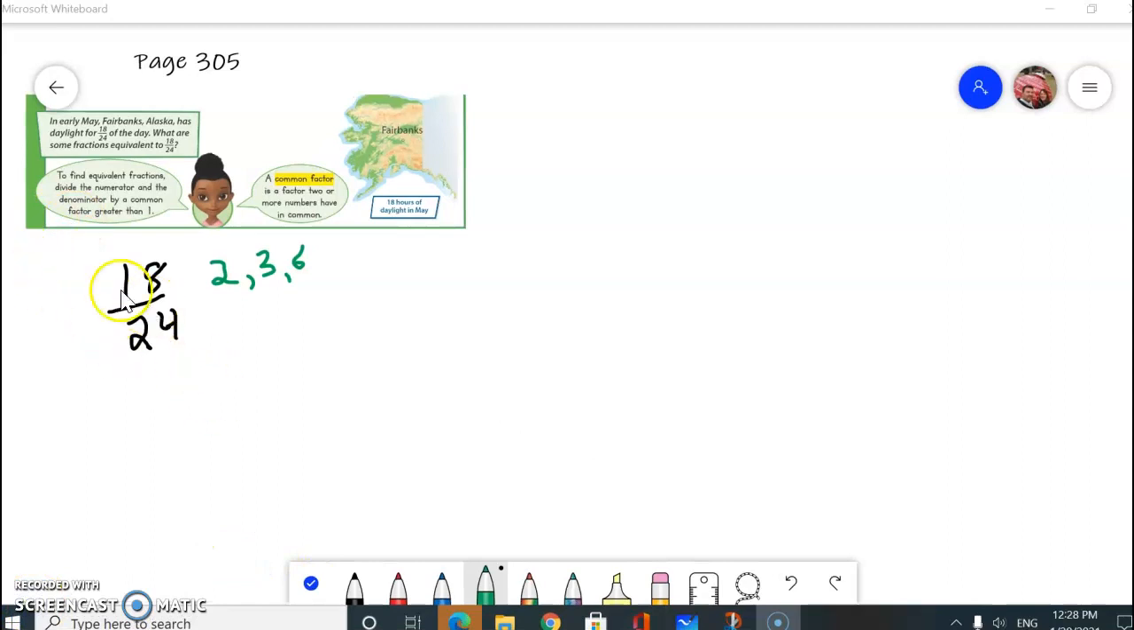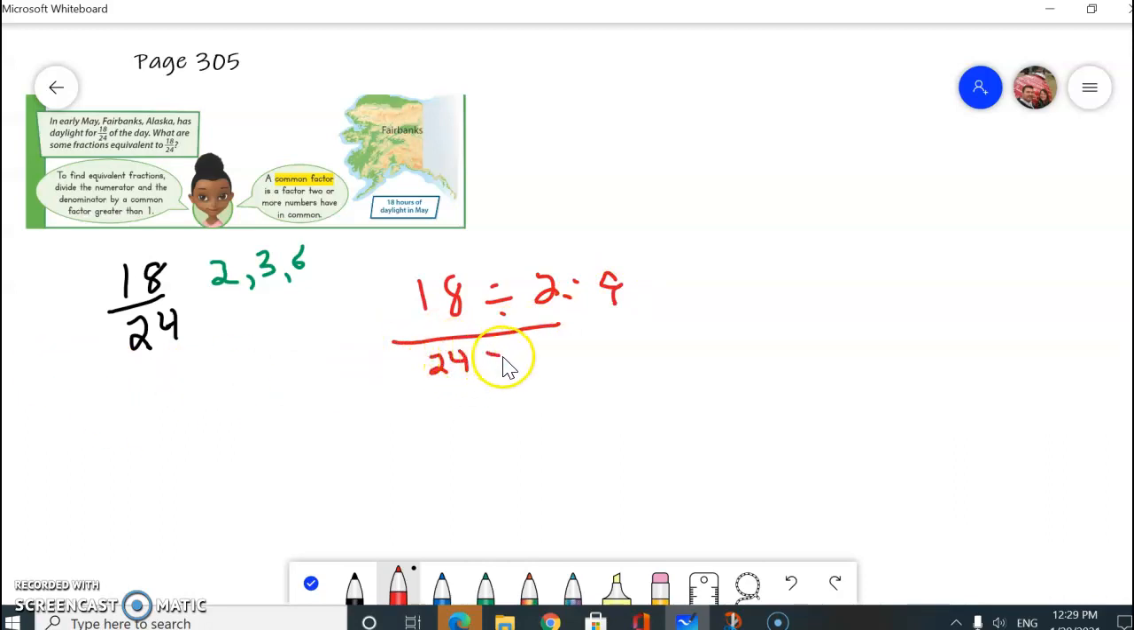Now to find equivalent fractions through division, we're going to divide both of those numbers. So let's start with 2. 18 divided by 2 equals 9. And 24 divided by 2 is equal to 12. Okay, so we would say this is an equivalent fraction.